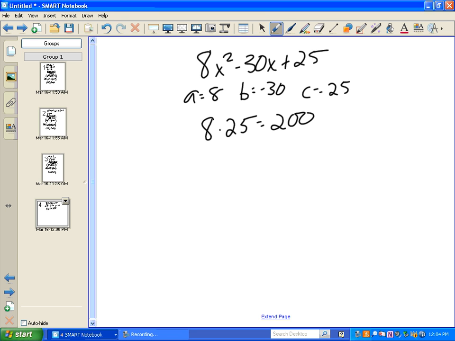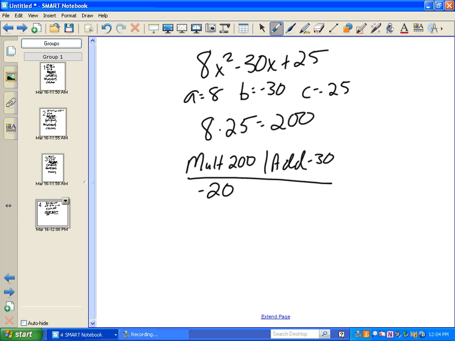The integers that do what? Good. Okay, what two numbers multiply to 200 add to negative 30? Carson. Good. Okay, putting them back into the problem, what do we have, Maria? Good.